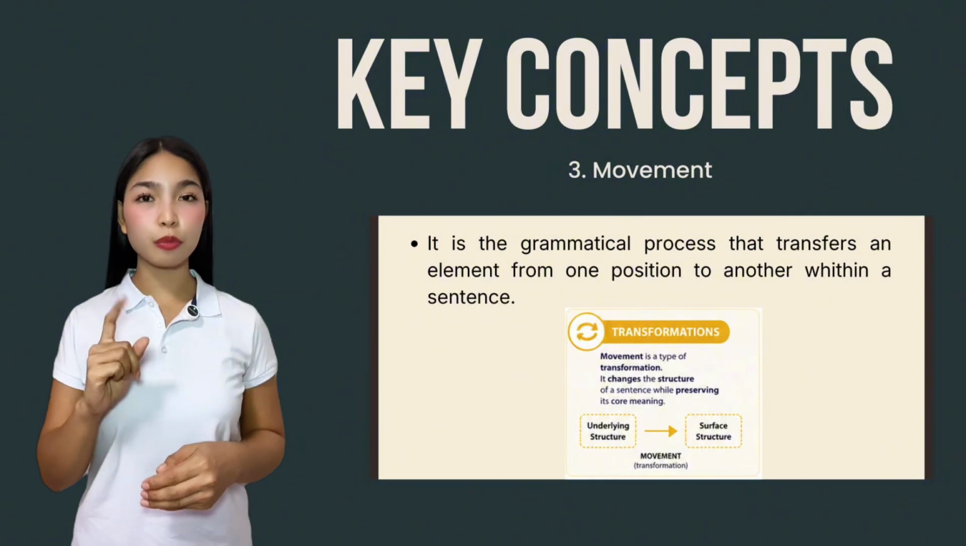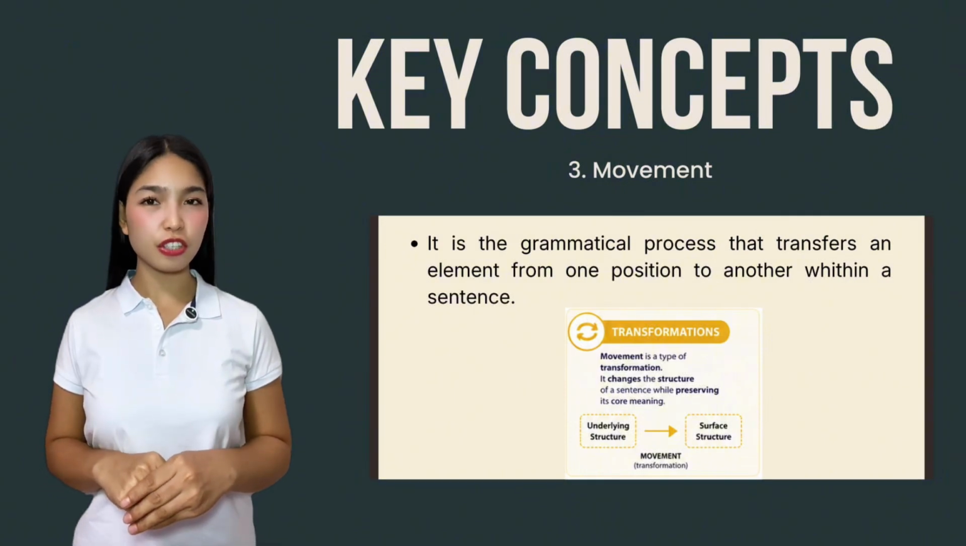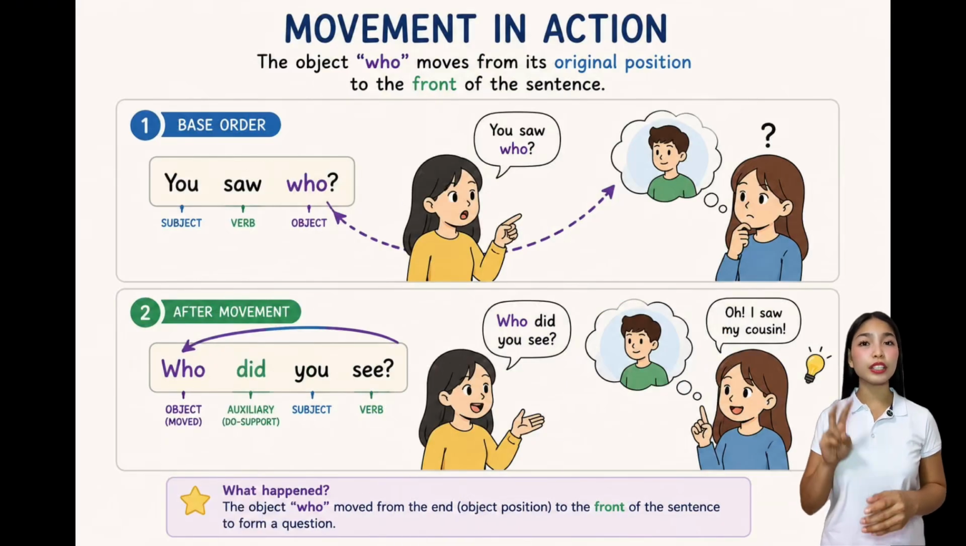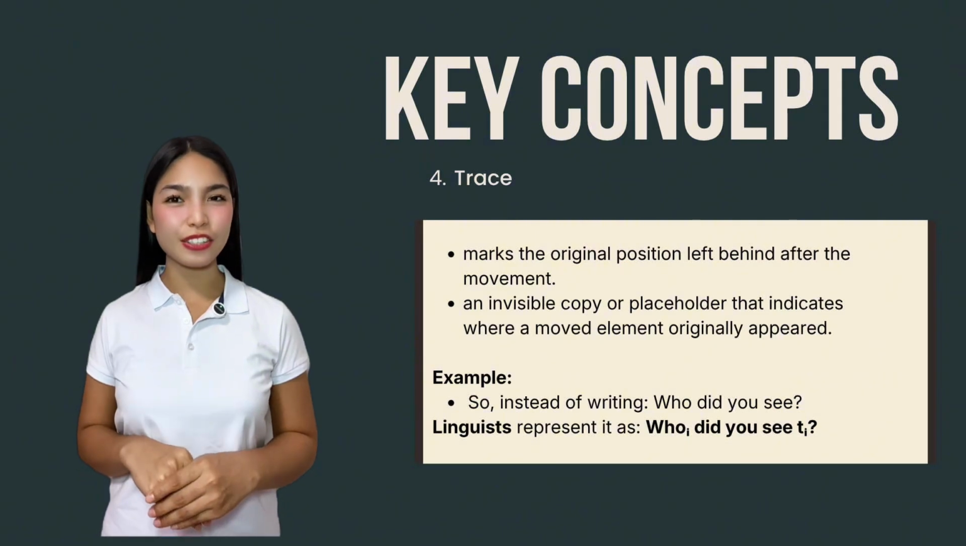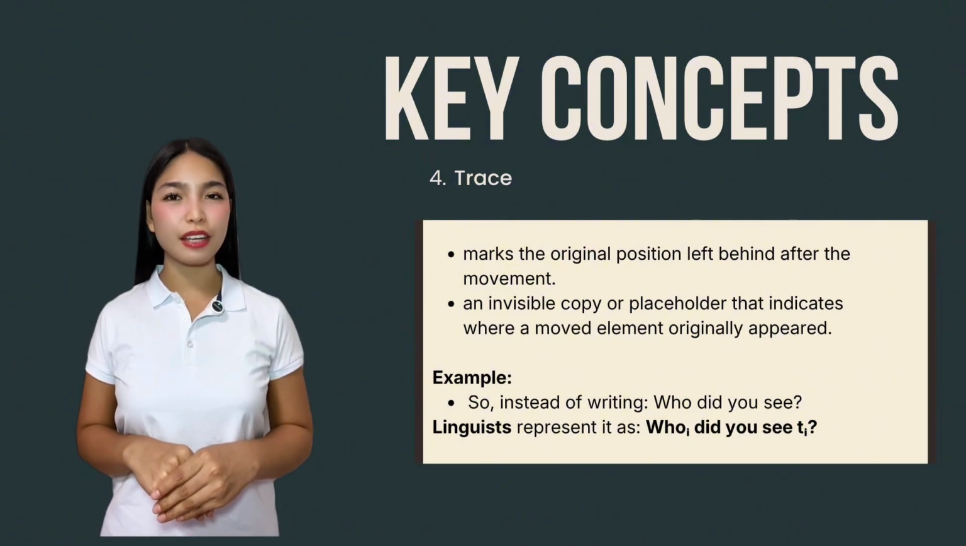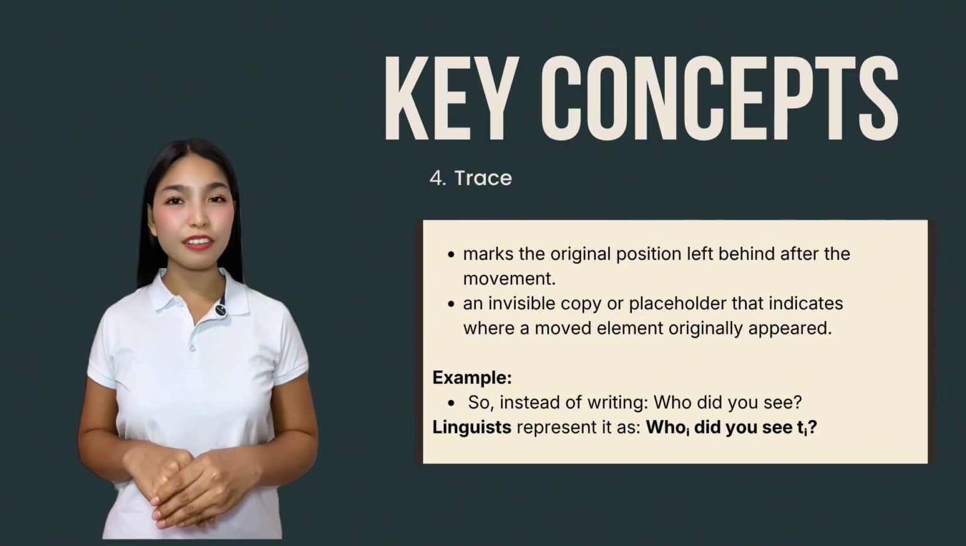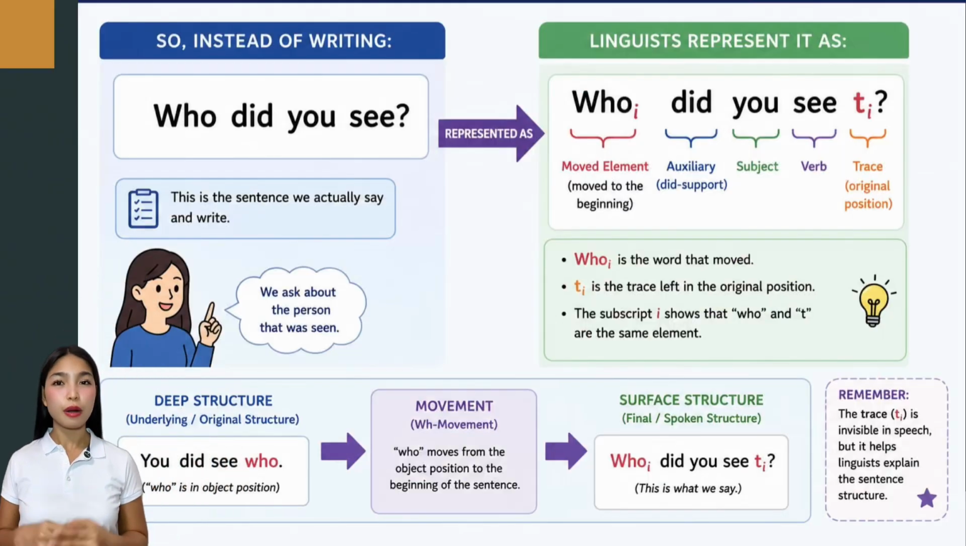It is the grammatical process in which a word or phrase changes its position in a sentence. So in our example, the word who moves from the end of the sentence to the beginning to form a grammatically correct WH question. And finally, let's discuss trace. So linguists believe that when an element moves, it leaves behind an invisible trace, represented by the symbol t. So who did you see? Linguists represent it as such, as the one you see on the screen.